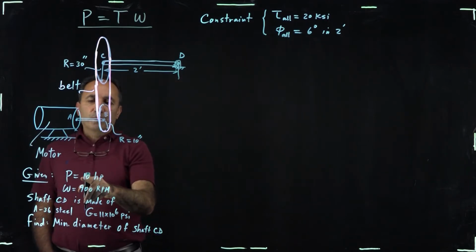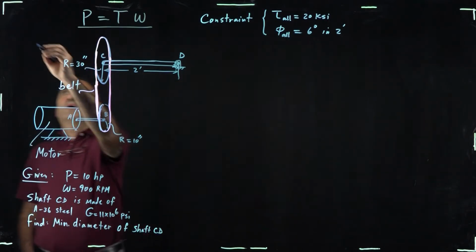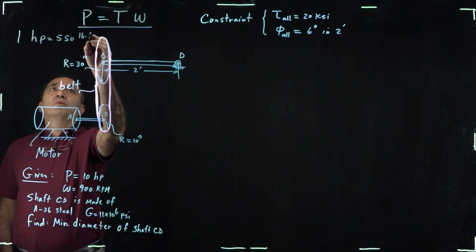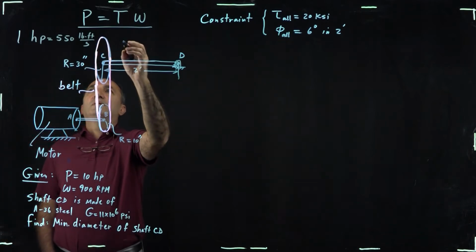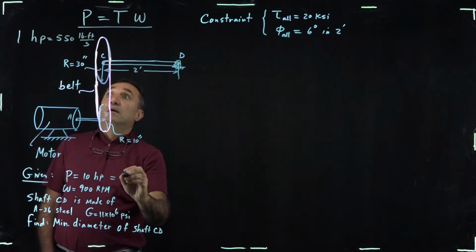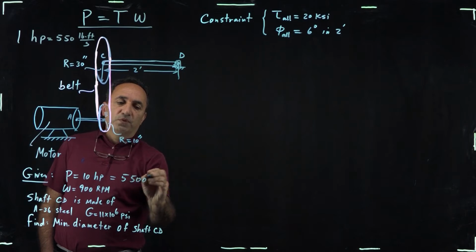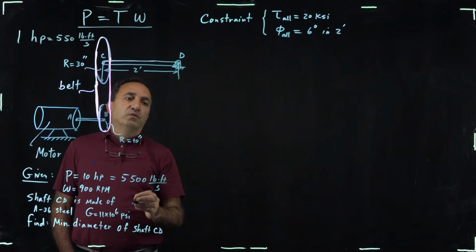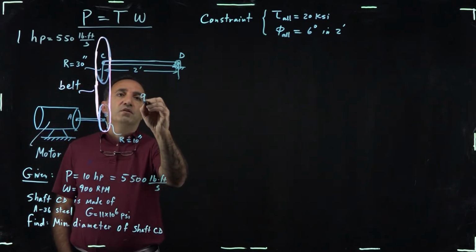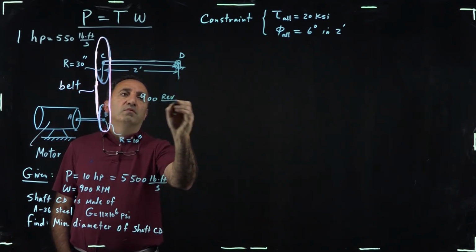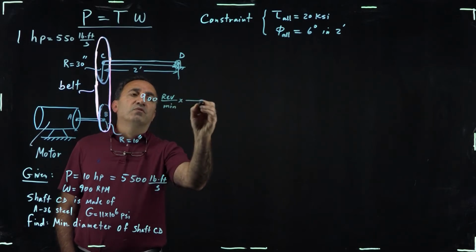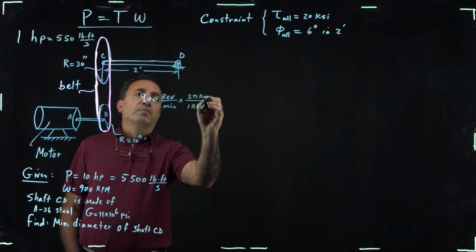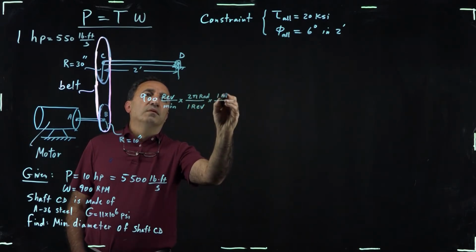So having 10 horsepower, remember 1 horsepower is 550 pound-foot per second. So 10 horsepower basically means 5,500 pound-foot per second. And if you do a conversion of RPM to radians per second, so 900 RPM, revolutions per minute, you've seen this probably in other videos that I've had. 1 rev is 2 pi radians, right? And 1 minute is 60 seconds.